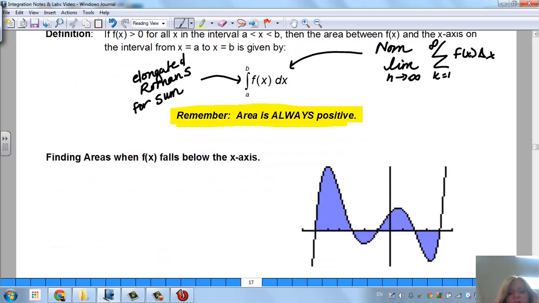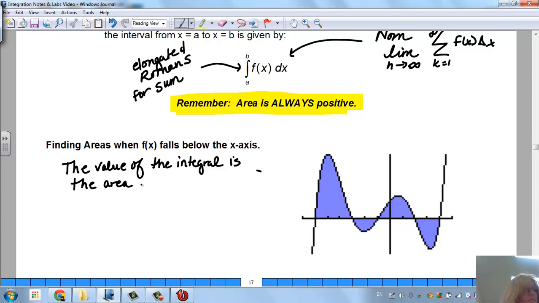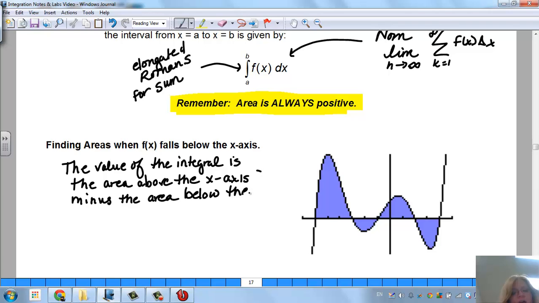Now I have one last picture I'm going to show you, and I want you to know this, because I said area is always positive, and I want you to keep that in mind. The value of any integral is the area above the x-axis minus the area below the x-axis.